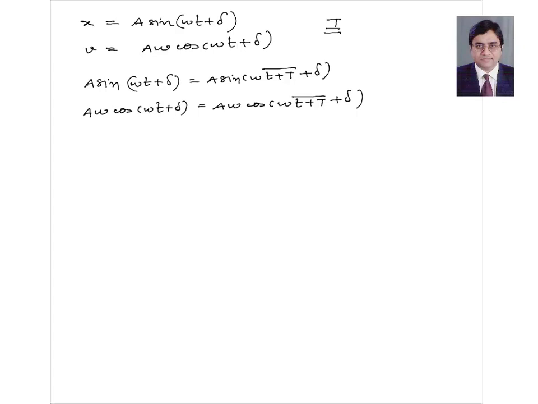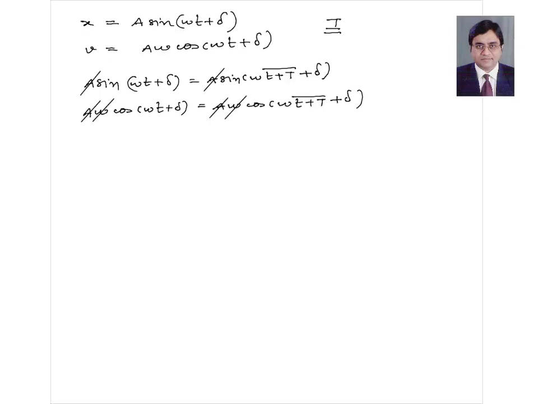Would you like to try to solve these two simultaneous trigonometric equations and try to find out the minimum value of capital T, shortest? See if you can. I can give you the clue if you need. The clue which can solve this situation.